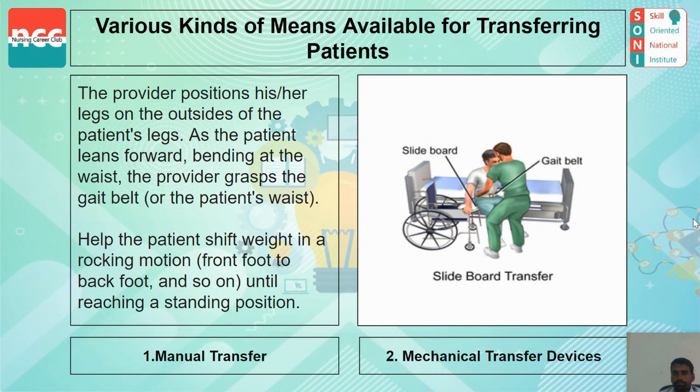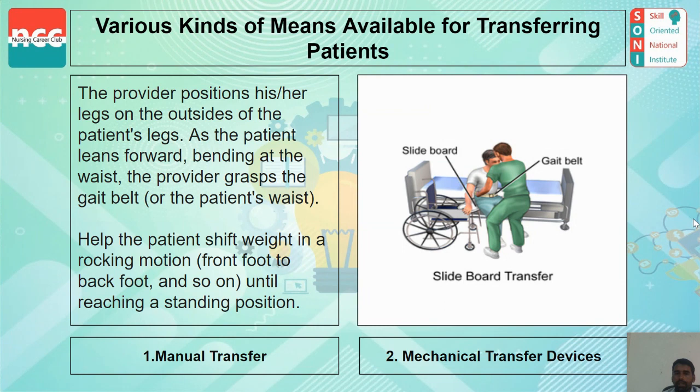Manual transfer. The provider positions his or her legs on the outsides of the patient's legs. As the patient leans forward, bending at the waist, the provider grasps the gait belt. While the patient is bending down, the HHA should grasp the patient from the waist and maintain body control of the patient, so that the patient does not fall down and is easily transferred from one place to another.